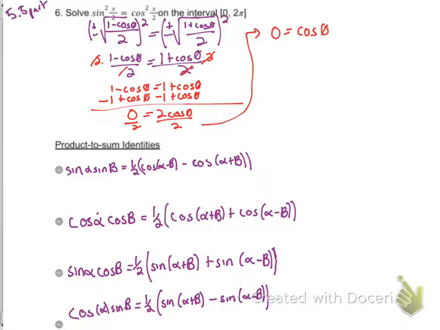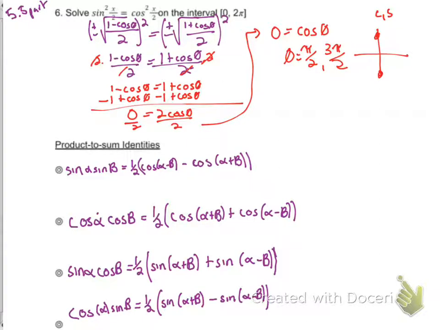So where is cosine 0? Remember chicken strips. This is when your x value is going to be 0. That occurs up here and down here. So that would be when theta equals pi over 2 or 3 pi over 2.